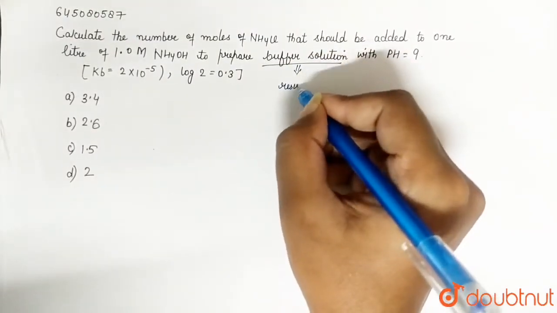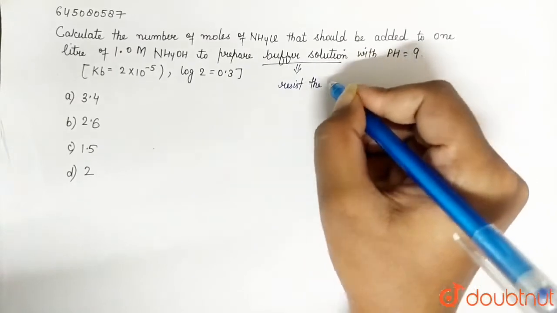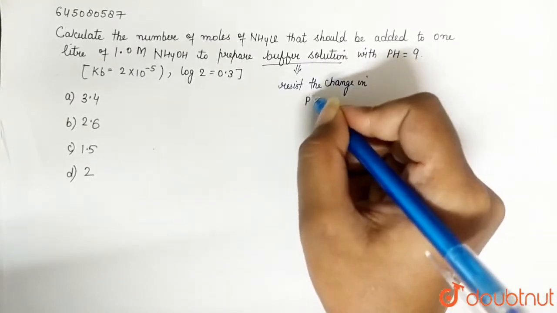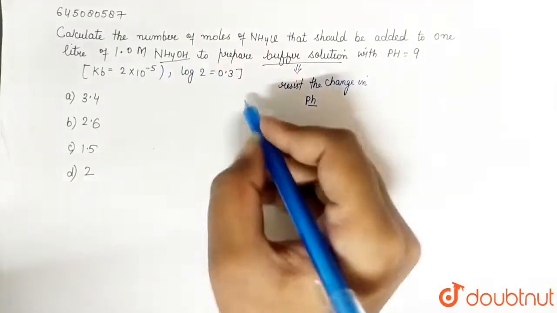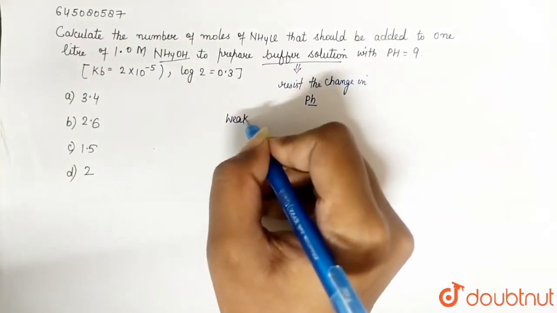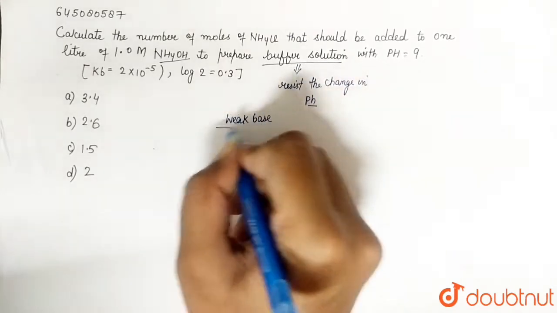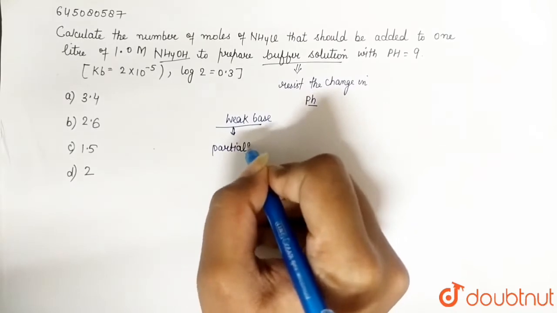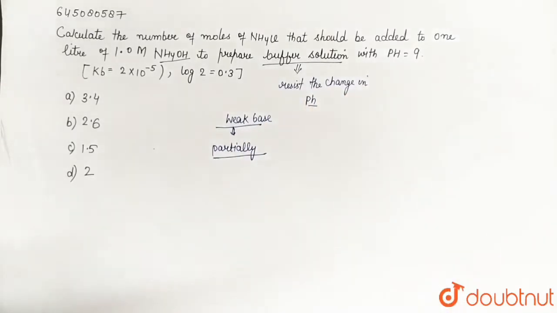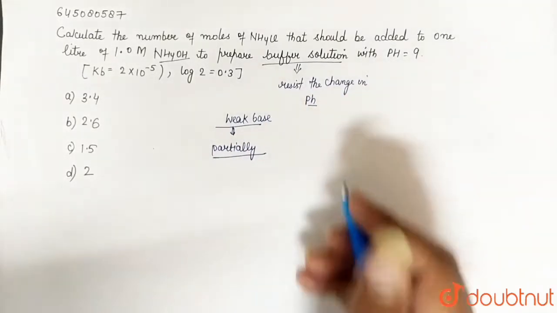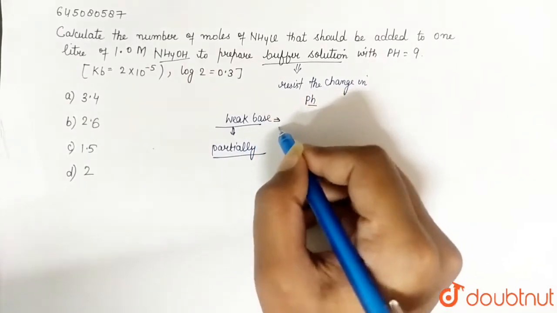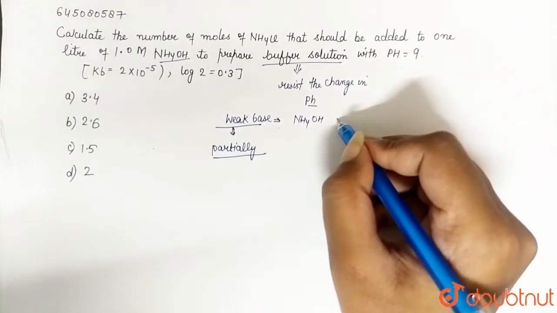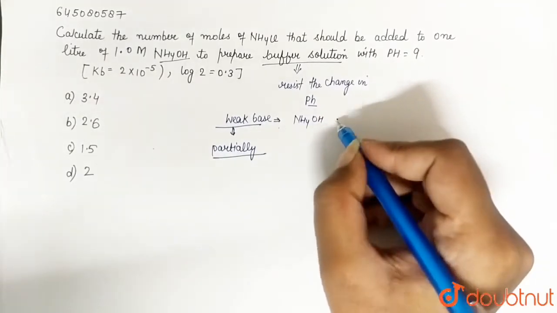These are solutions which resist the change in pH. Now this is your weak base, and weak bases are those which dissociate partially, not completely. The base or the acid which dissociates completely is known as the strong one. So here this NH4OH is the weak base, so it will dissociate like this.